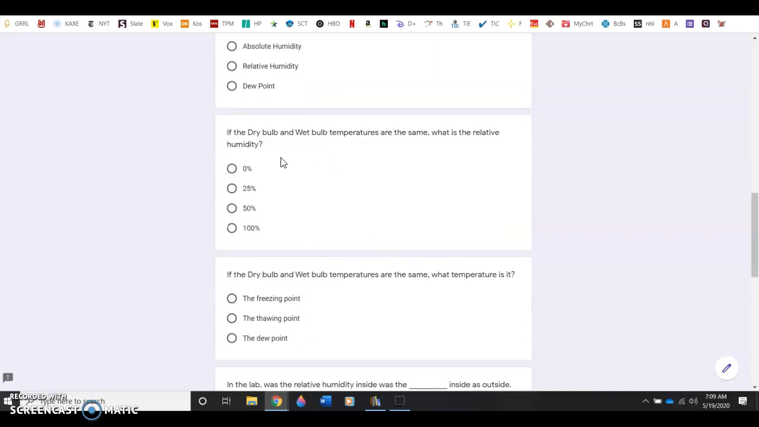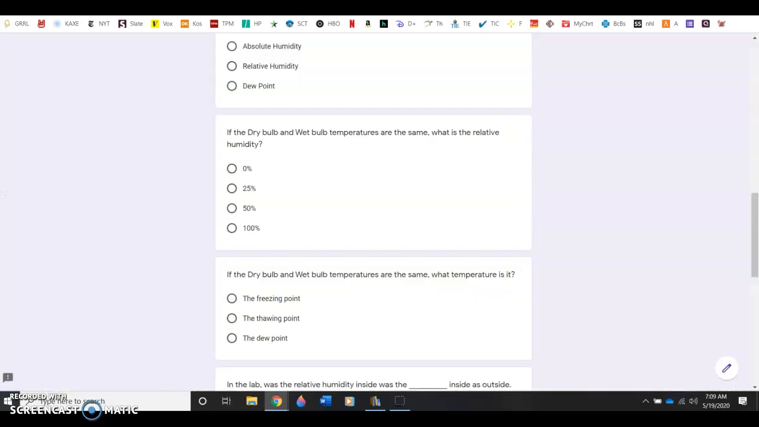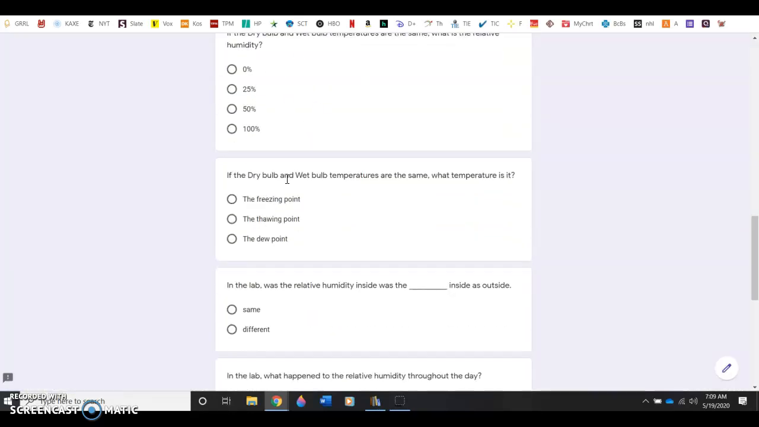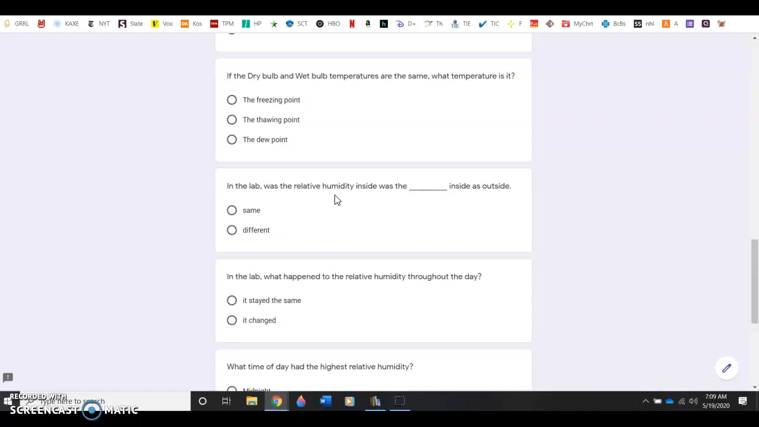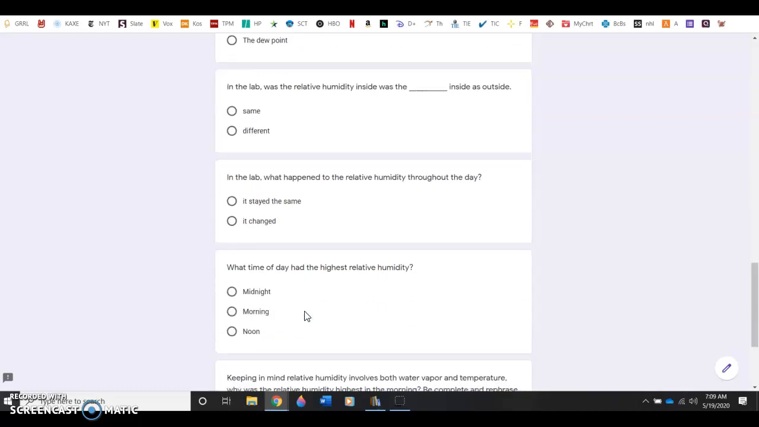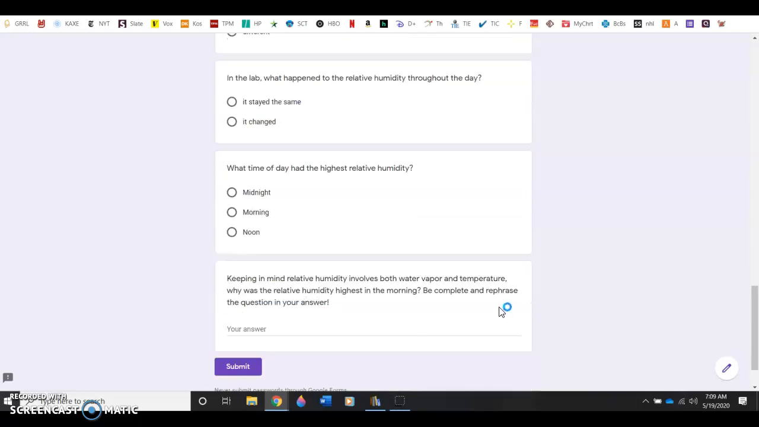If the dry and wet bulb temperatures are the same, let's take a look. If they're the same, so they have zero difference, it's 100%. So it's 100%. If the dry and wet bulb temperatures are the same, it's the dew point. These questions you're going to have to answer based on your results. And do your best answering this one.